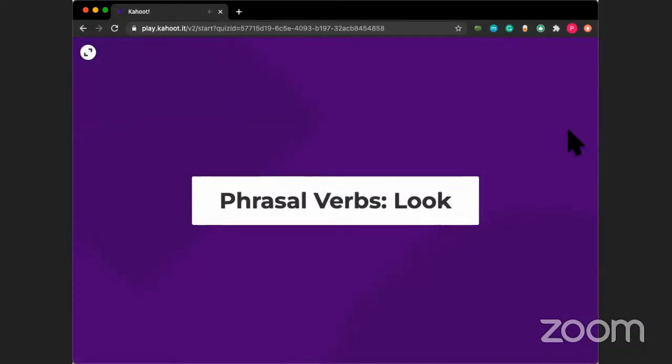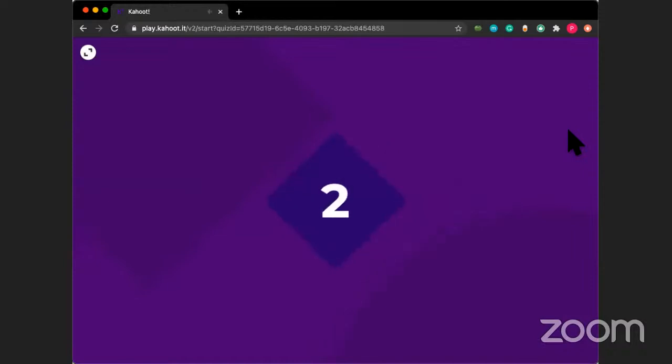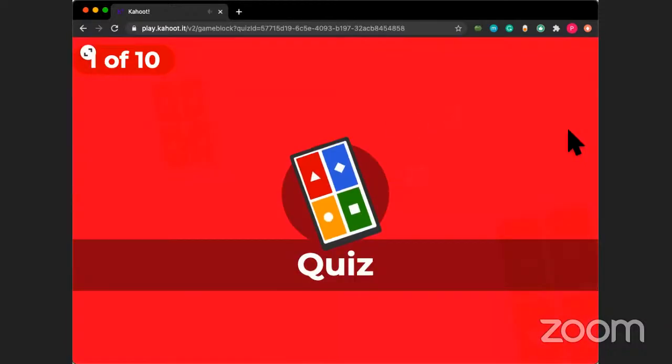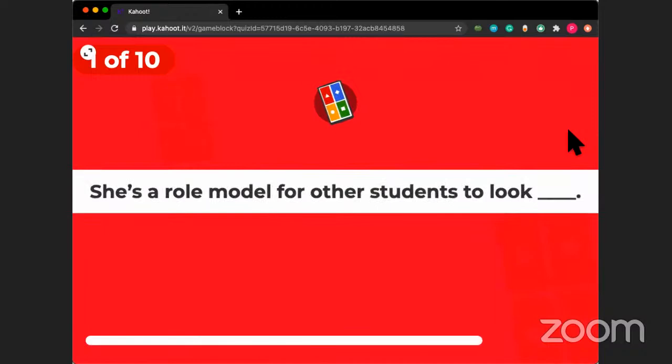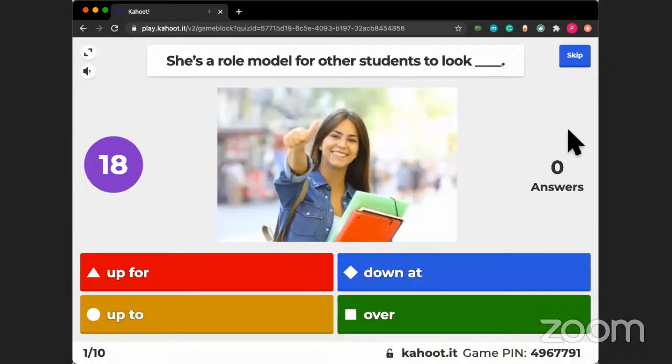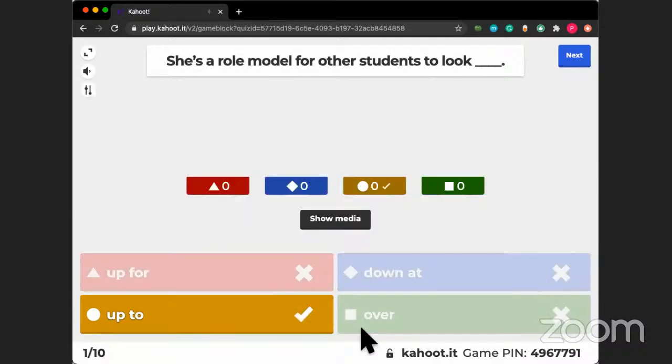With look. Okay, she is a role model for other students to look up for, down at, to, over. She's a role model for other students to look up to.